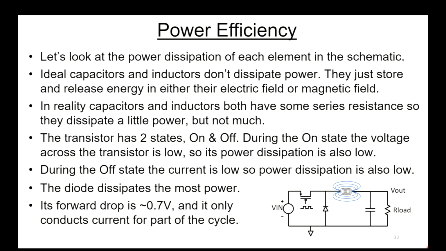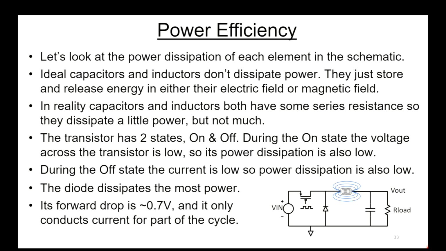During the on state, the voltage across the transistor is low, and power is voltage times current. So if the voltage is next to nothing, that means the power is next to nothing. During the off state, again, it's a switch, the current is low, and power is voltage times current. There's no current, there's no power. So we're hardly dissipating any power in the switch.